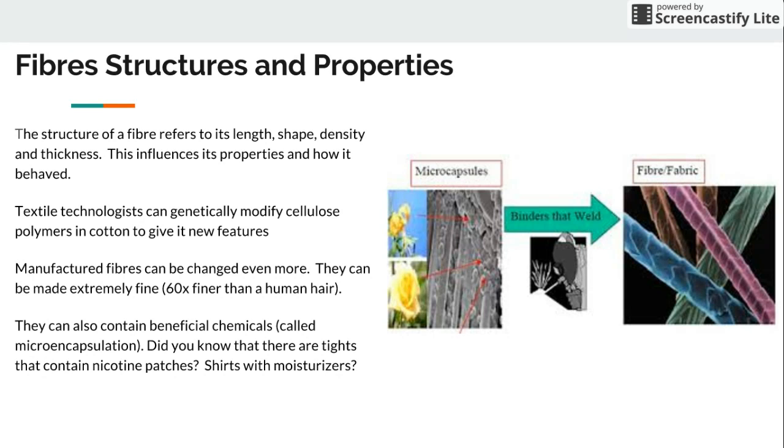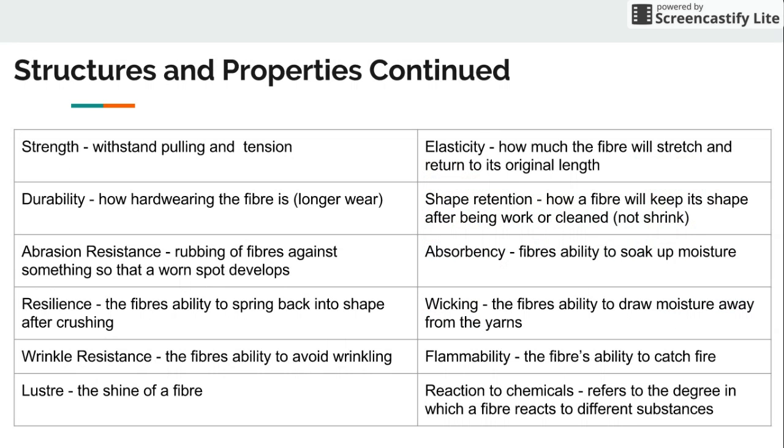There's also a cool thing called microencapsulation, and that's when you have a fiber that has other stuff inside of it. So they're playing around with smart garments. Like there might be tights that you wear that contain nicotine patches that will soak into your skin throughout the day. Or you might buy a shirt that has moisturizers micro-encapsulated inside of it. So this is all the future. I'm sure there are jobs that have to do with the fashion industry that haven't been invented yet because the technology isn't there, but it will be there soon.